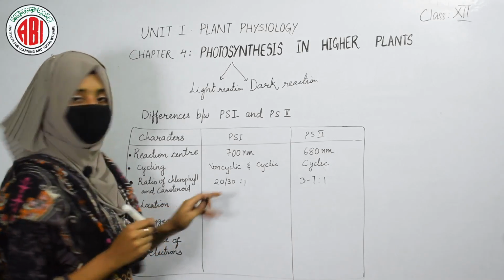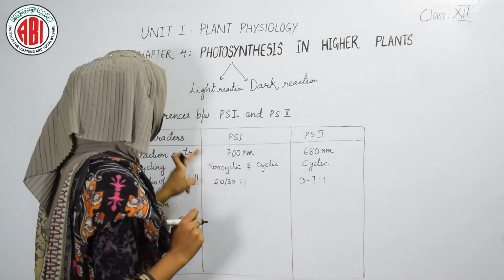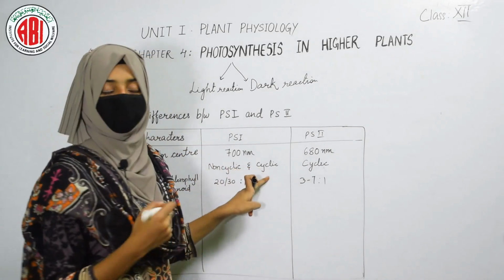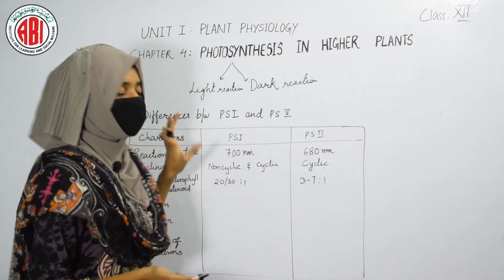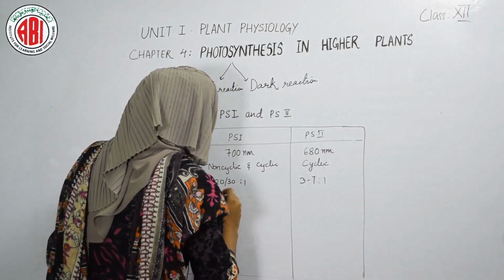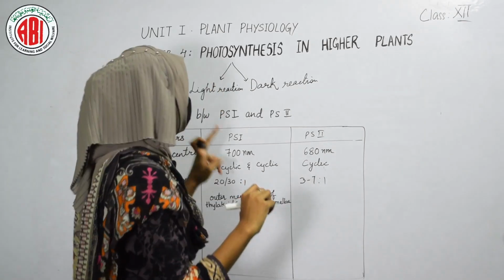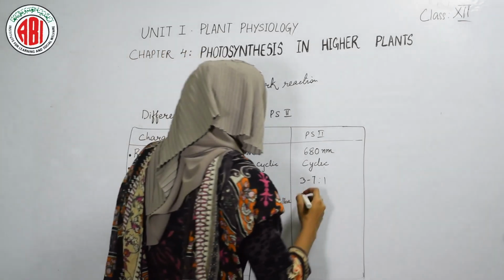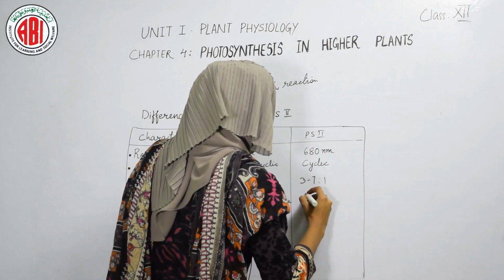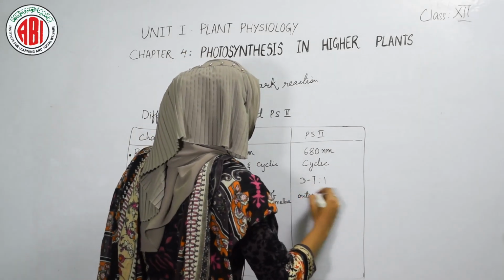The next one is location. As photosystem 1 is involved in both non-cyclic as well as cyclic photophosphorylation, it is located in the outer membrane of the thylakoid and also in the stroma lamellae. Photosystem 2 is located in the inner membrane of thylakoid.